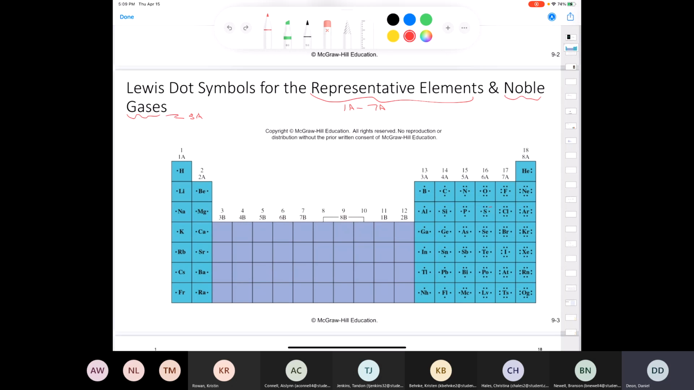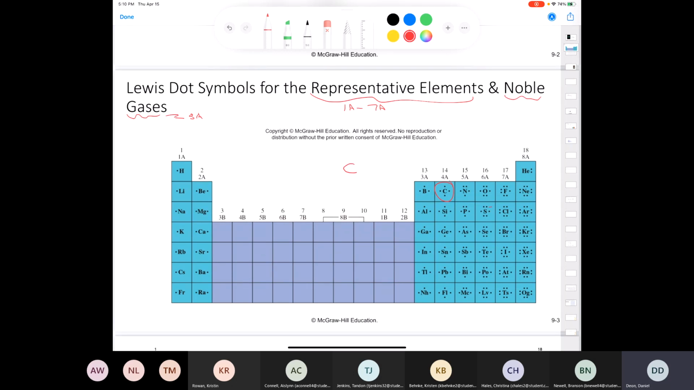So a couple of nuances I want to let you know before we move on, because it looks really simple. You say, okay, I've got carbon, it's in group 4A, it's surrounded by 4 electrons. So something that you need to know is that when you're drawing a Lewis dot symbol, you draw the elemental symbol.